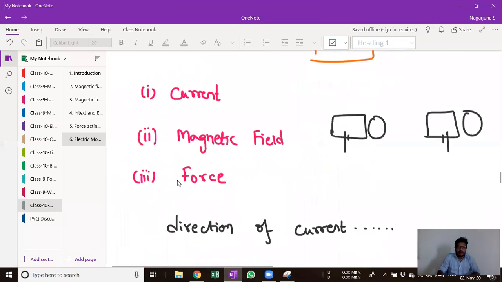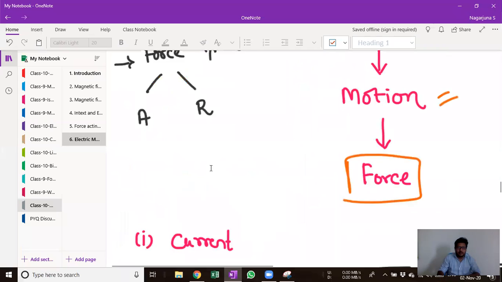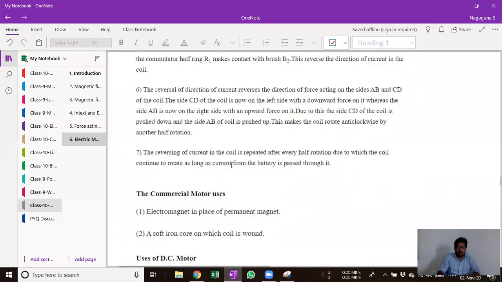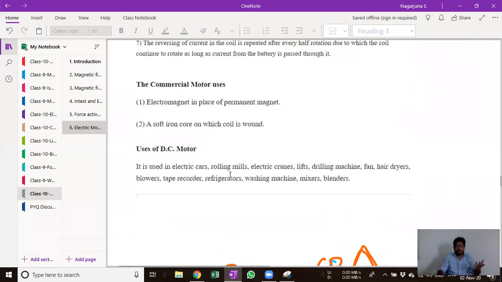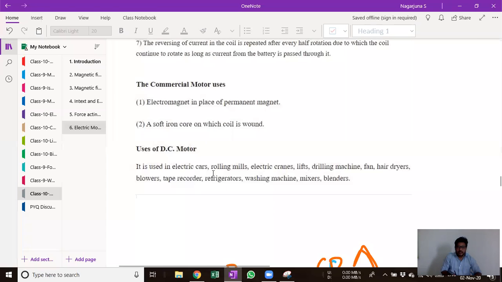And where you can find commercial uses, it is used in electric car, rotatory mill, electric cranes, lift, etc. So that is working of electric motor.